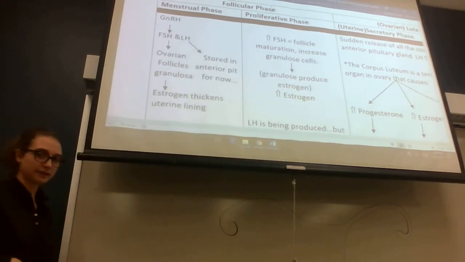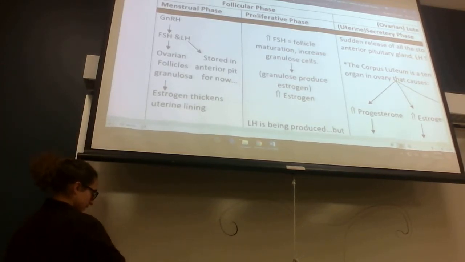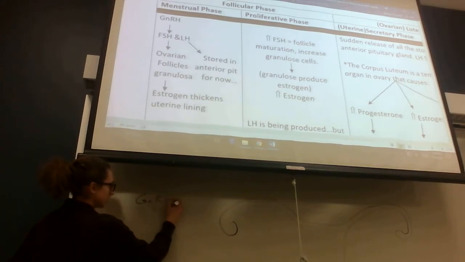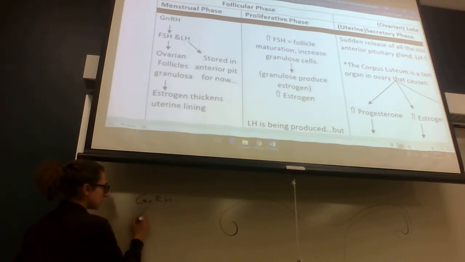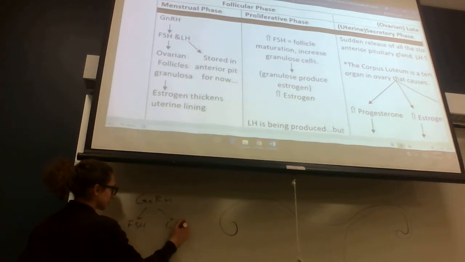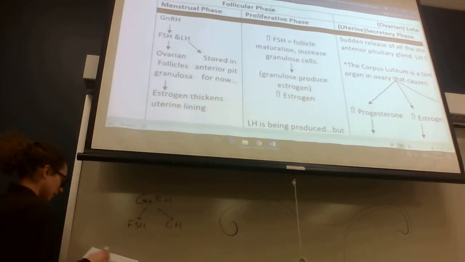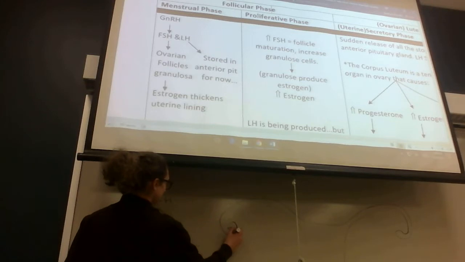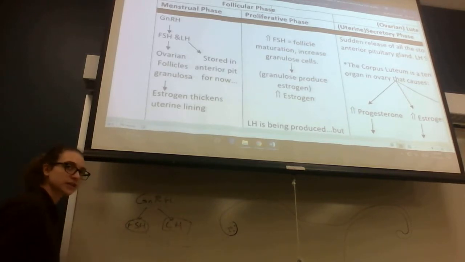So the first thing you're going to have is the hypothalamus produce gonadotropin releasing hormone. Your hypothalamus is going to secrete this. It's going to go to the anterior pituitary gland. Your anterior pituitary gland is going to produce 2 hormones, your follicle-stimulating hormone and then luteinizing hormone. The follicle-stimulating hormone will then go to the ovarian follicles, so this will go to your ovaries, the follicles that are in there. And then the luteinizing hormone is just going to be stored. It's going to wait to be activated.